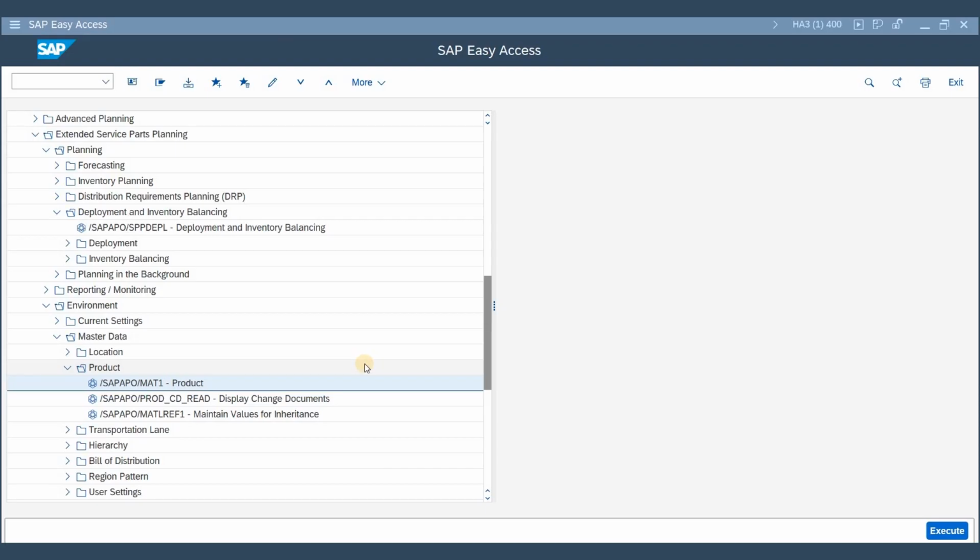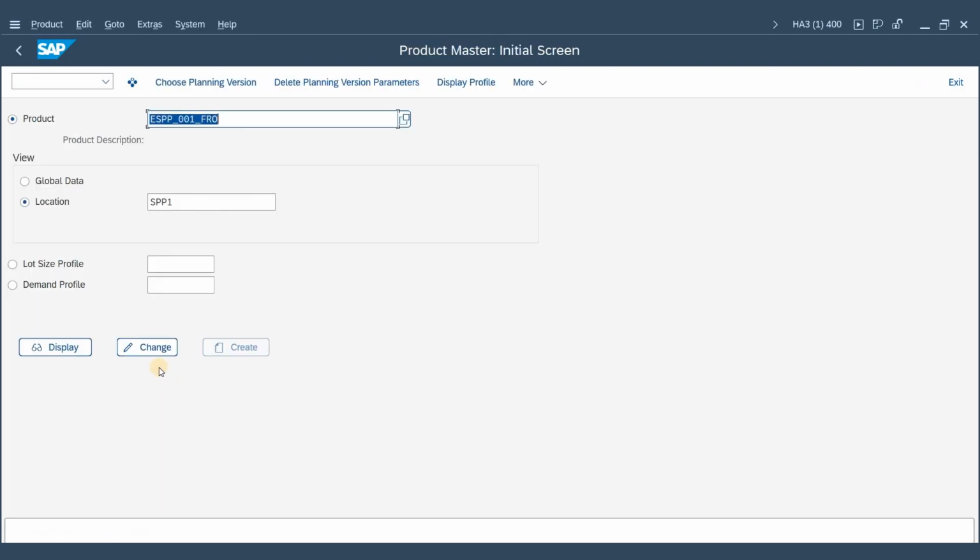I will start the demo now with a review of some prerequisites for automatic push deployment. So the first setting is the so-called deployment indicator that can be found on the product master that I'm opening right now. The demo product is eSPP_001_FRO, and we want to review the settings for location SPP1 because this is the location for which we want to set up automatic push deployment.